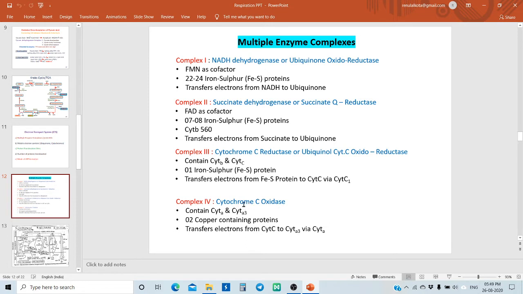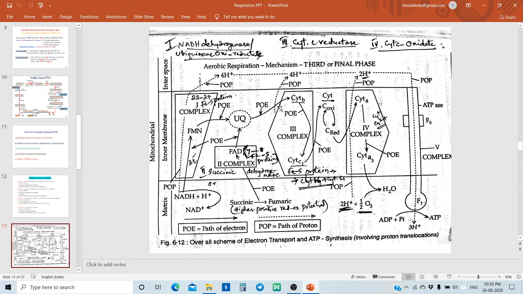And the fourth one is cytochrome C oxidase. Here cytochrome A and cytochrome A3 are the electron carriers, and the electrons are transferred from cytochrome C to cytochrome A3 via cytochrome A, and are ultimately transferred to oxygen from cytochrome A3. These are the multiple enzyme complexes which take part in electron transport. You can see here, this is complex 1, this is complex 2, this is complex 3, and this is complex 4.